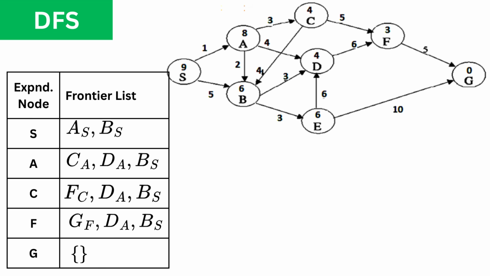Now F is at the top of the stack, we will pop F, and the child of F is G. We will push G to the stack. Now at the top of the stack we have G, and when it is popped, we will check the goal. G is the goal, and we will stop here. So the path that we got from DFS is S, A, C, F, G.